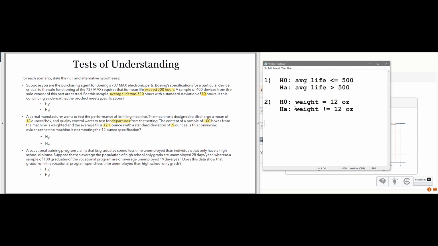Sometimes your statements of the null hypothesis and alternative hypothesis will be framed in this way: that the null hypothesis is that the unemployment rate is equal to some number, and the alternative is that it's less than that number or possibly greater than that number. That's perfectly acceptable. I could just as well say that the unemployment rate is greater than or equal to 25 days. That's our null hypothesis for our graduates. And as an alternative, that the unemployment rate is less than 25 days.